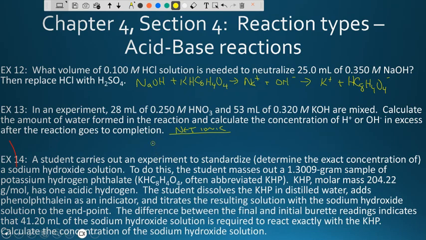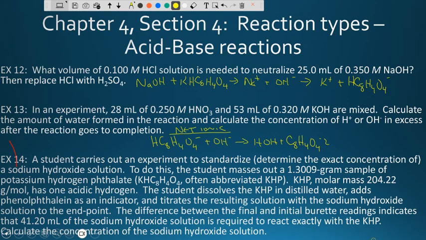All right, I end up with HC8H4O4 negative plus my hydroxide. That's going to give me my water and my C8H4O4 negative 2. Okay, so that gets rid of all these things as spectator ions and so on. So now let's do our math.